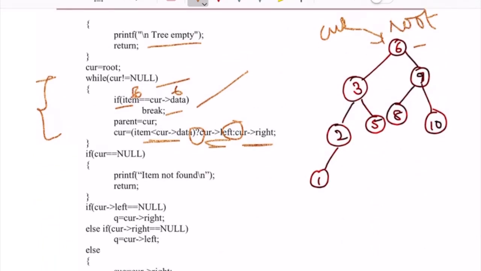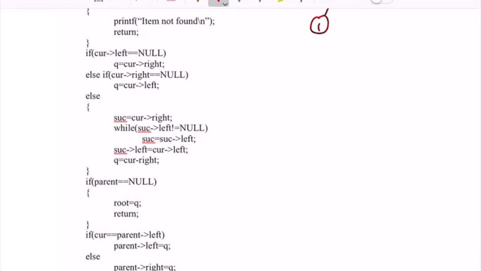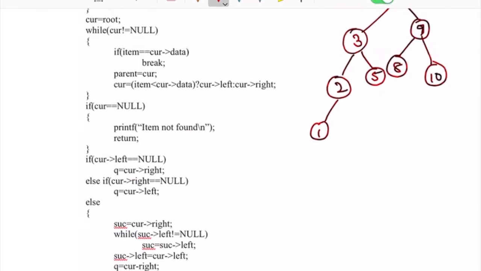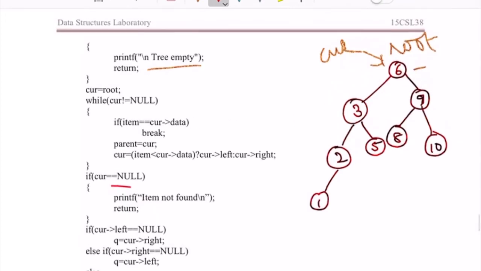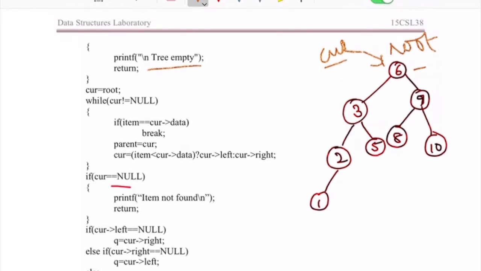Coming to the next part, we have already found the element to be deleted. Now we are checking if current equals null. As you can see, current is not null, so the condition fails. This happens when you traverse throughout the tree and do not find the element.